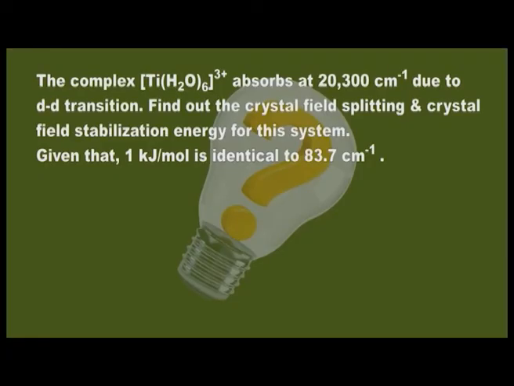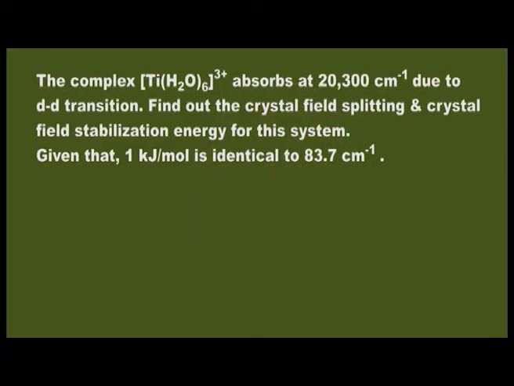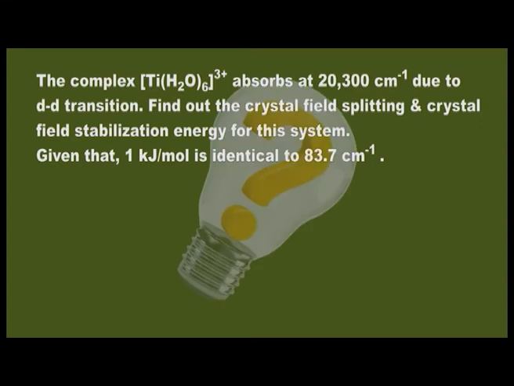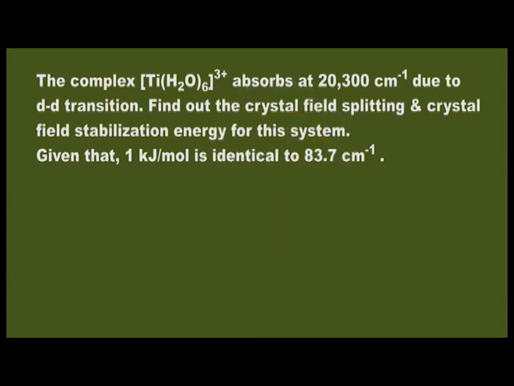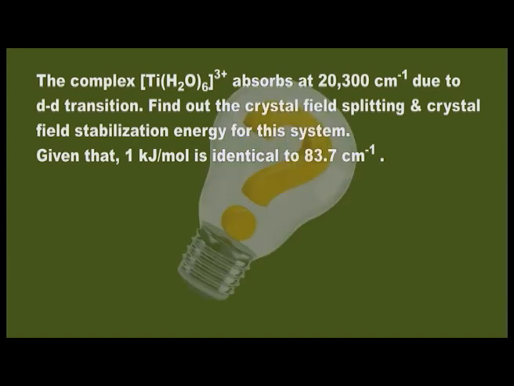But before that, let us solve a problem for better understanding of the concept. The complex [Ti(H2O)6]3+ absorbs ultraviolet light at 20,300 cm^-1 due to a d-d transition. Find out the crystal field splitting and crystal field stabilization energy for this system, given that 1 kilojoule per mole is identical to 83.7 cm^-1. So, let us solve the problem.